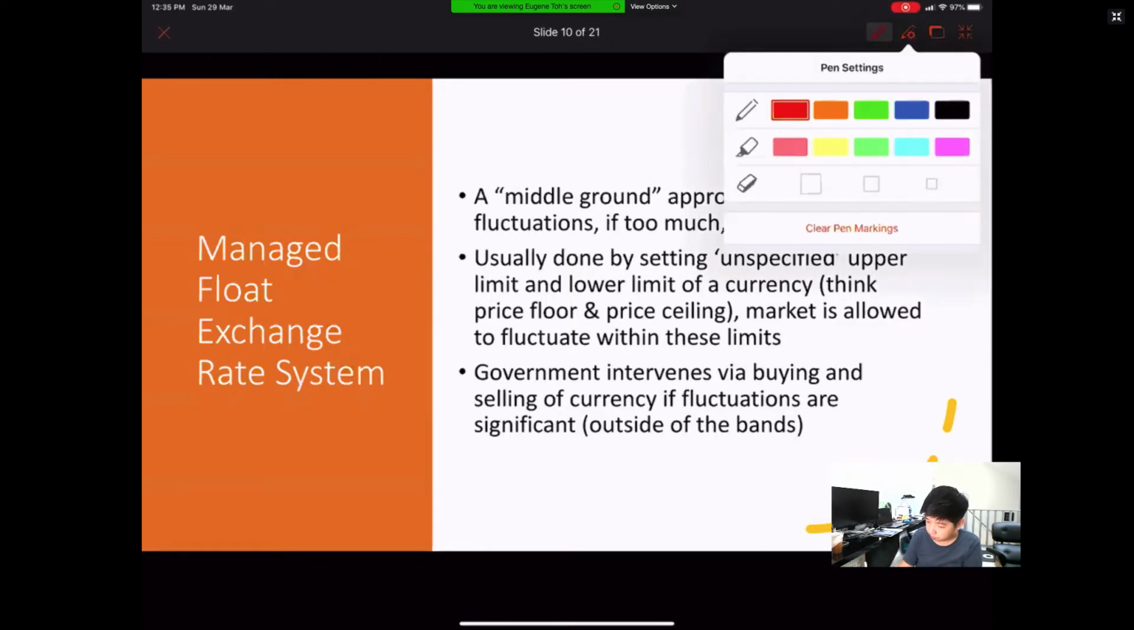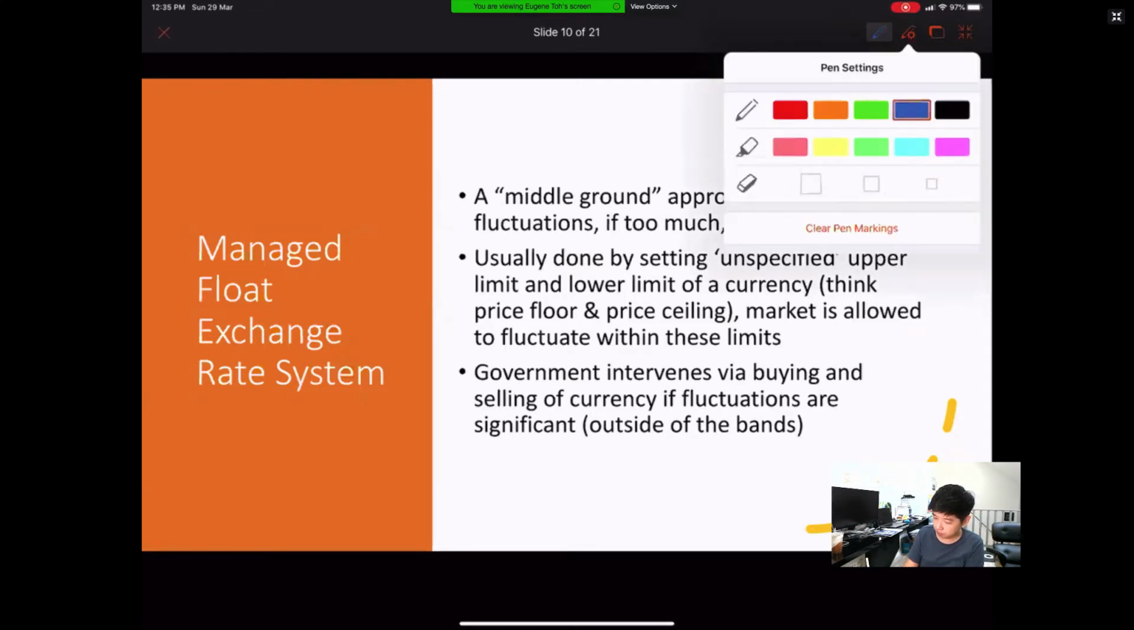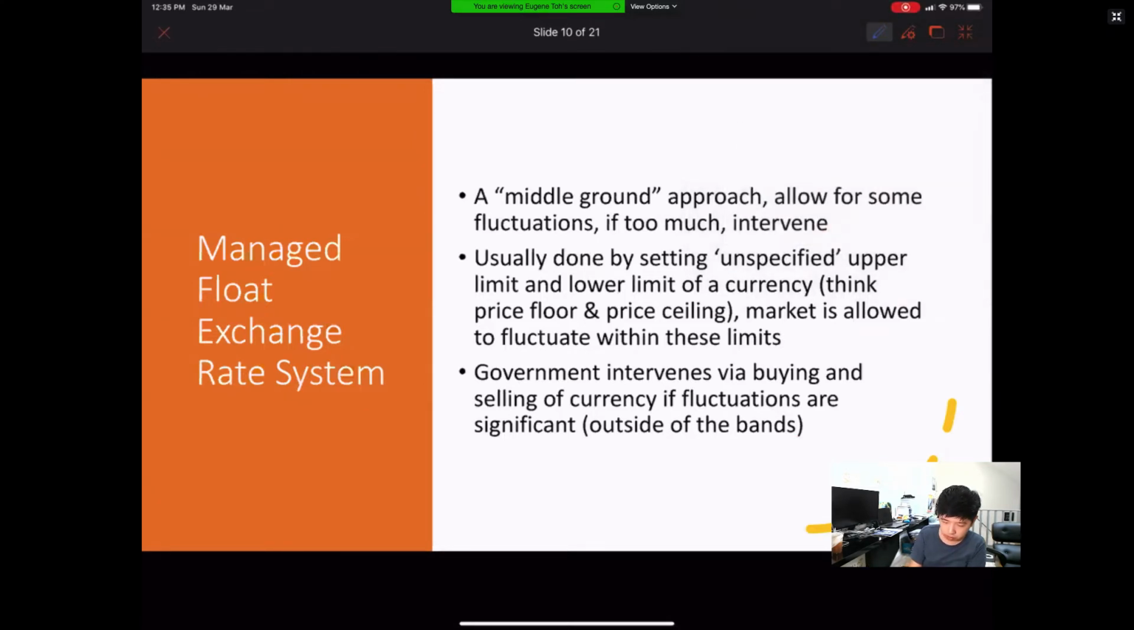Let me see if this color works. I have more space on the orange side, so I'm gonna draw on the orange side. Hopefully you can see. Okay, let's go. Can you see the blue? Okay.